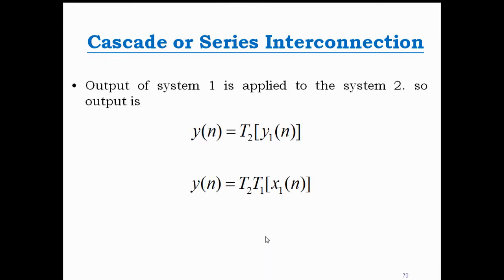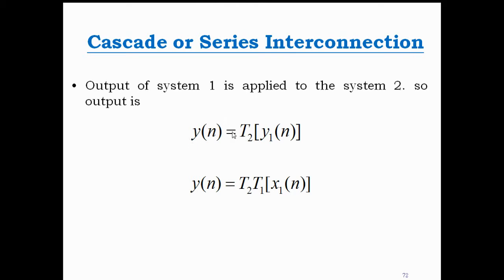Now this output of system 1 is going to be applied to system 2, as we have already seen in the diagram. Let us understand the same thing by using equations over here. So T2 is the second process where your input will be y1 of n, and all in all the final output can be defined as y of n.